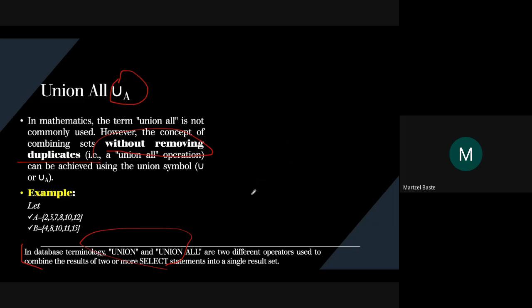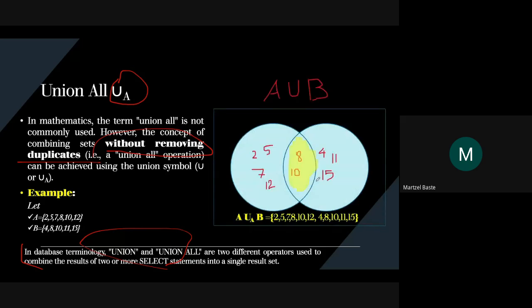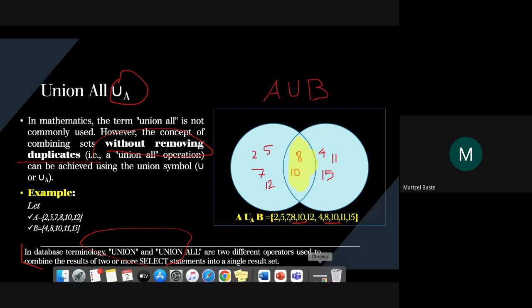If we do that, our set would now have 8 and 10 both appearing twice. If we had another 8 here, then however many times it appears, it will appear that many times in union all. If it appears three times, it should appear three times. That is union all.